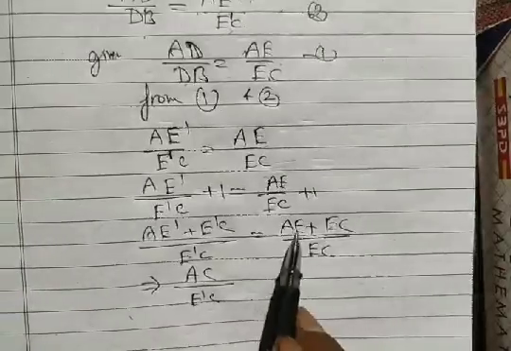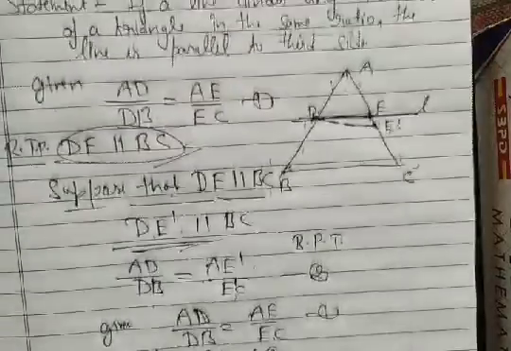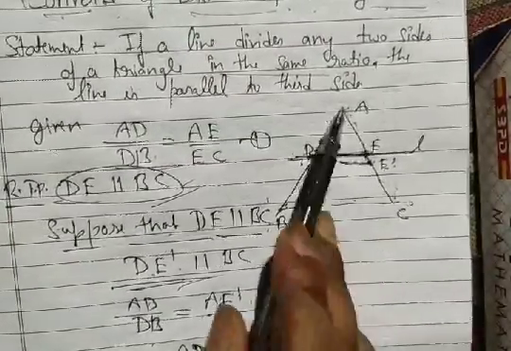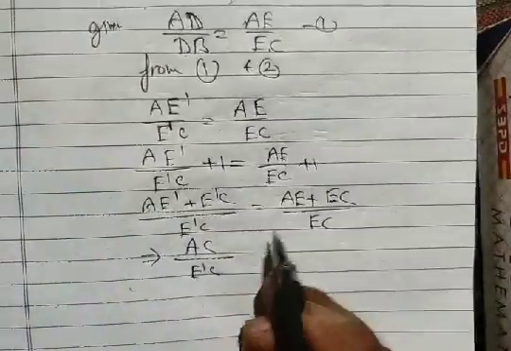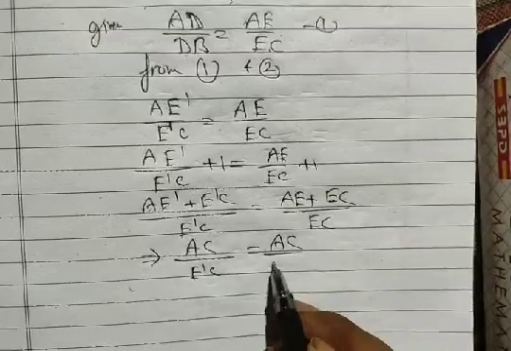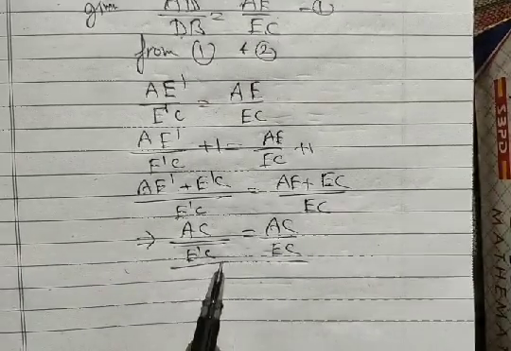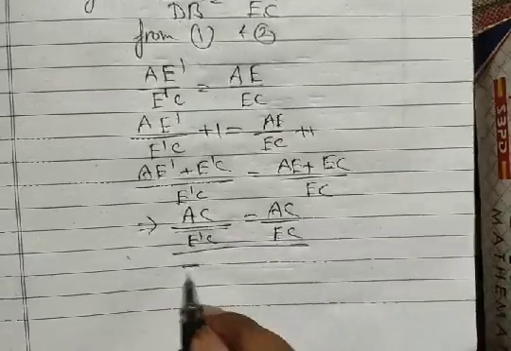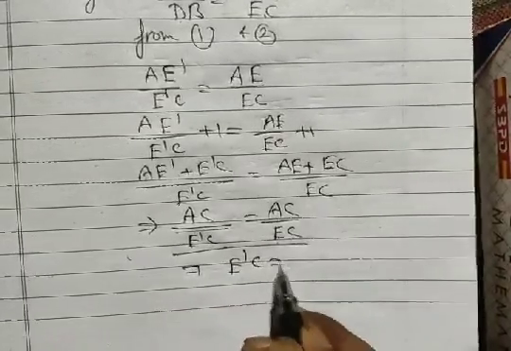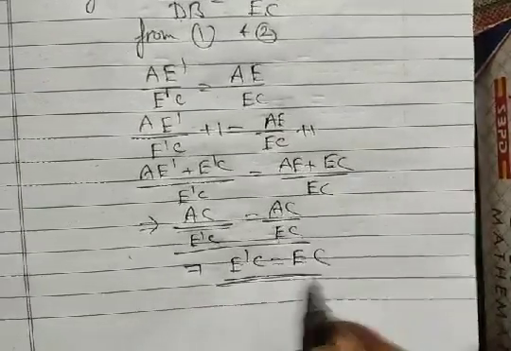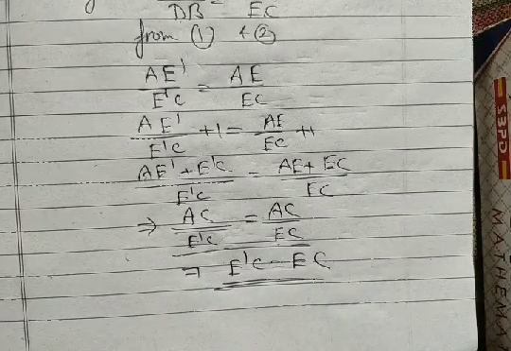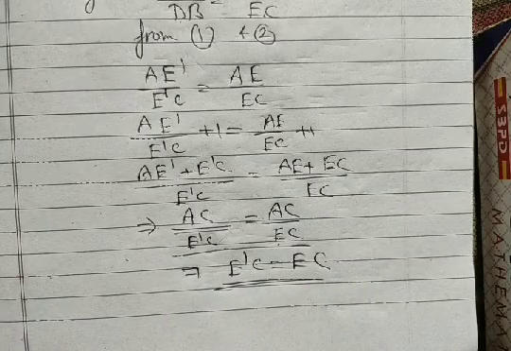What is the value of AE plus EC? AE plus EC is again AC. Now we have AC by E prime C is equal to AC by EC. This gives E prime C is equal to EC.